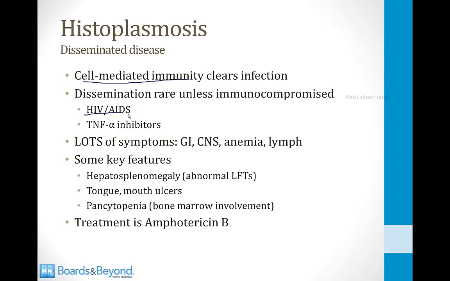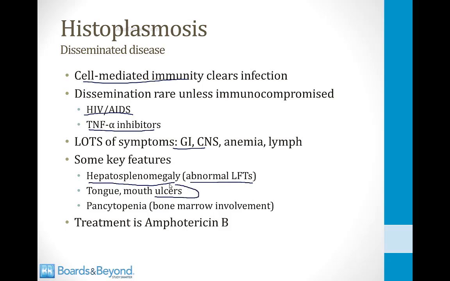So people with HIV/AIDS or people who are on TNF-alpha inhibitor drugs, these are the type of people who rarely can get disseminated histoplasmosis. There are lots of symptoms of dissemination that you can read about. It can involve almost any organ, including the GI tract, the central nervous system, the bone marrow, and the lymph nodes. Some key features that I think are worth knowing about so you can recognize this in question stems: the liver and the spleen will often be enlarged. Patients may have abnormal LFTs.